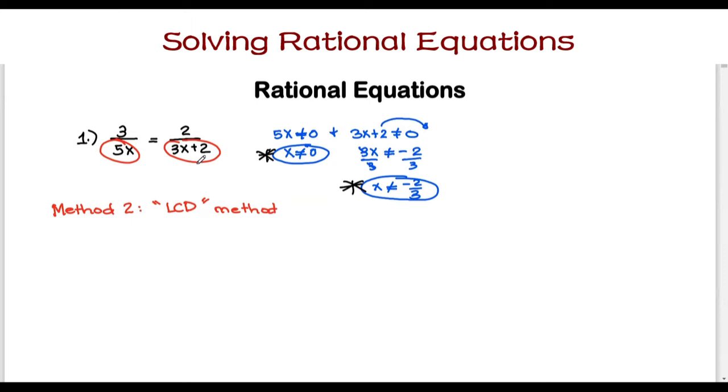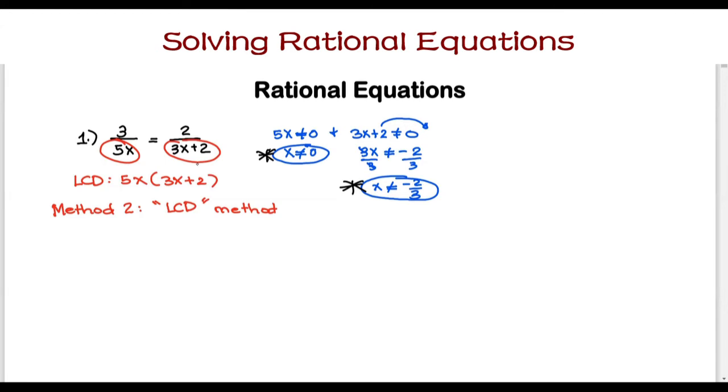Kapag walang common factor, ang LCD is simply the product of 5x and 3x plus 2. Okay, ito lang yon. Let me write. Here, the LCD is 5x times 3x plus 2. Kapag walang common factor. Later on, I'm going to show you how to get the LCD kapag may mga common factors na.